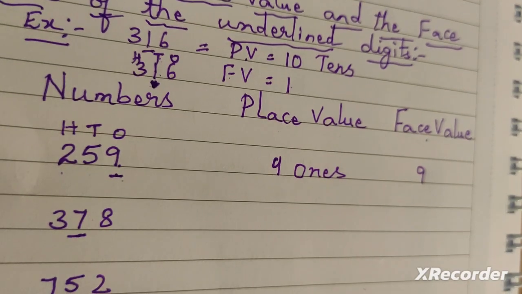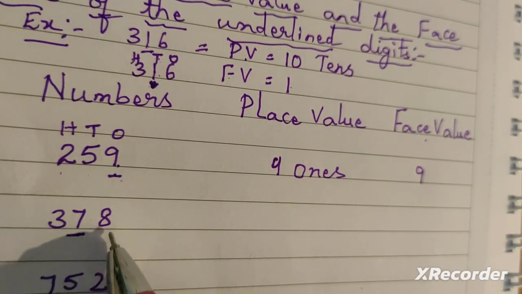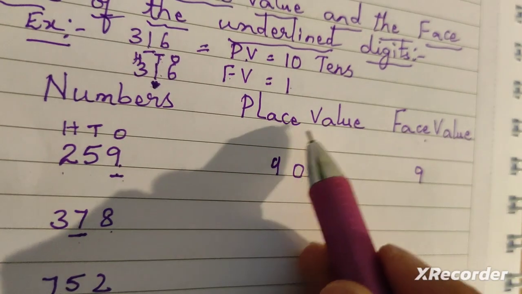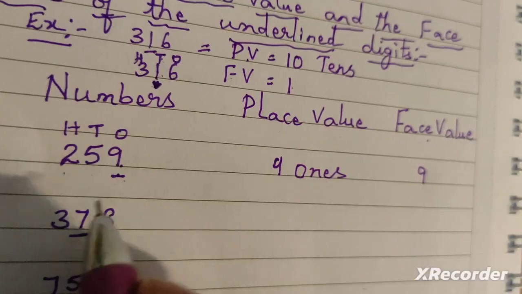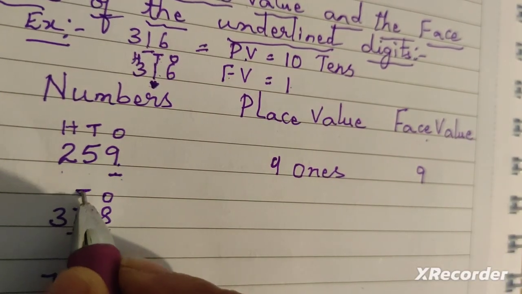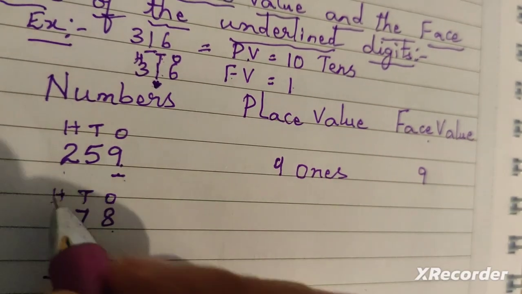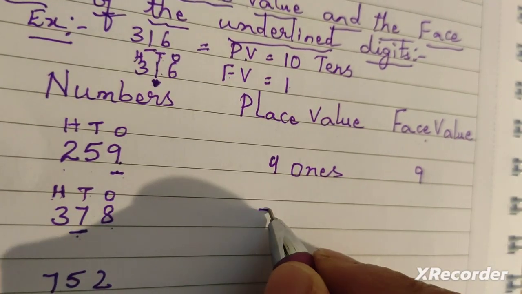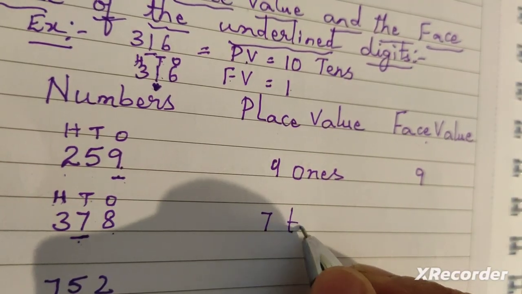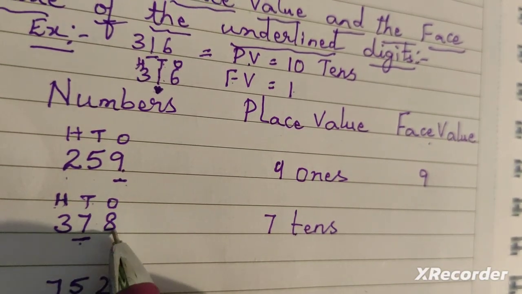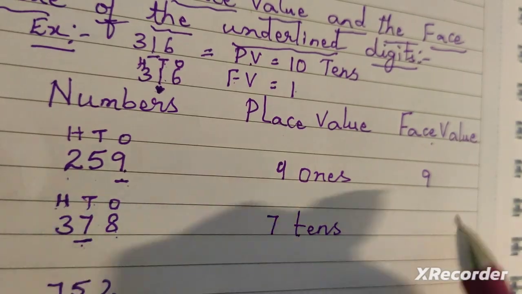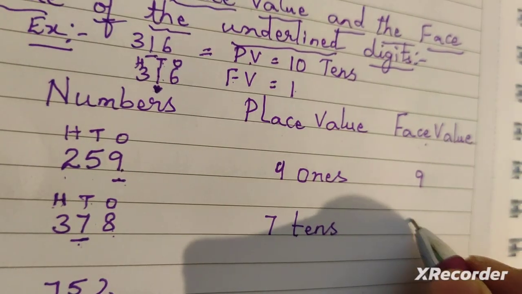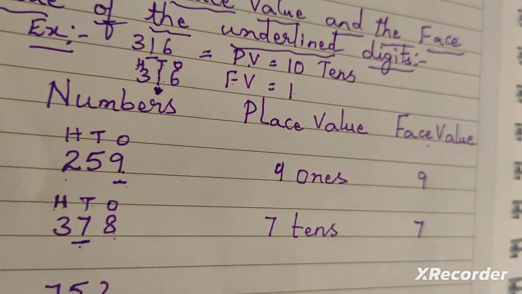Then come to the next one. 378. Which is the underlined number here? 7. So first you have to find out the place value. Here ones, tens, hundreds. You have 7 in the tens place. So here you will write 7 tens. Then what is the face value here? Face value is the underlined number itself. So it is only 7.